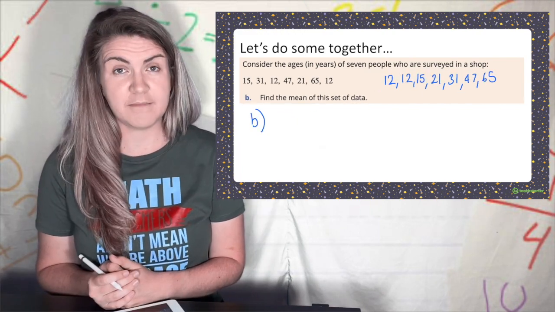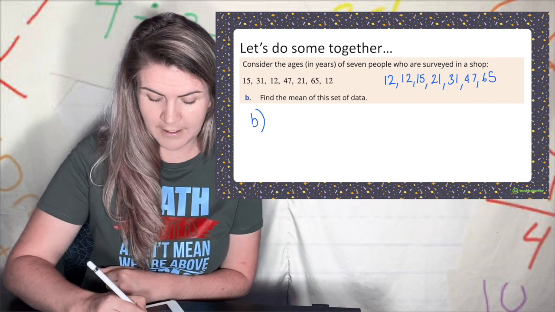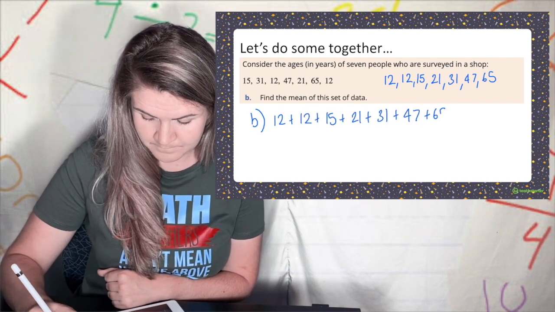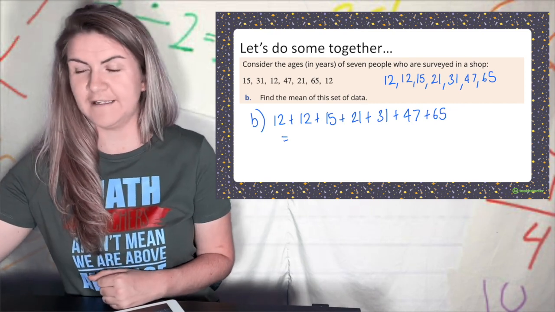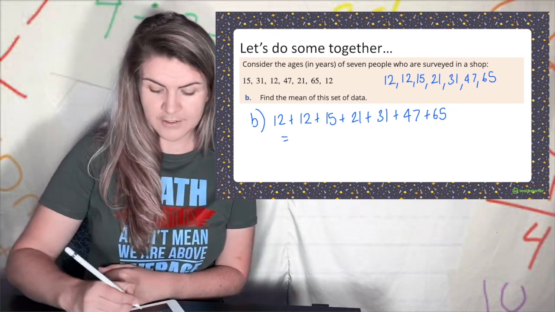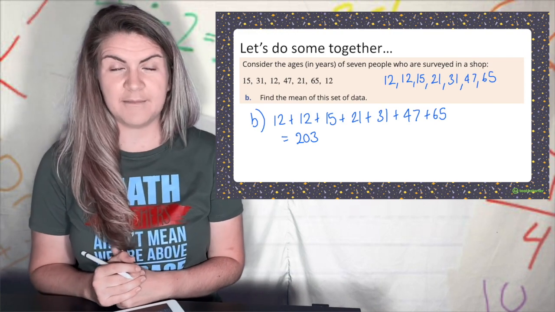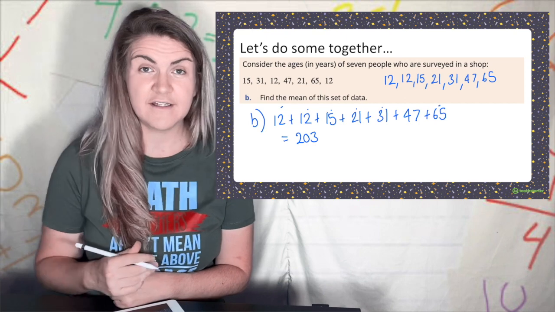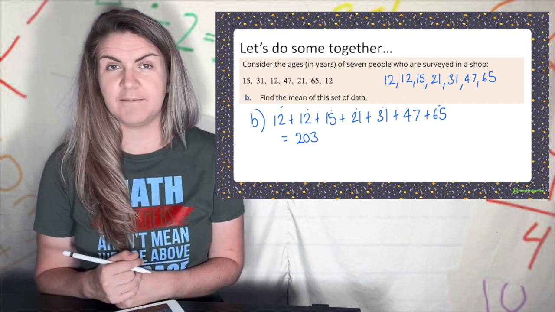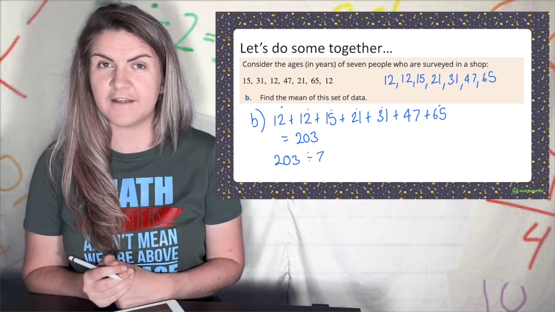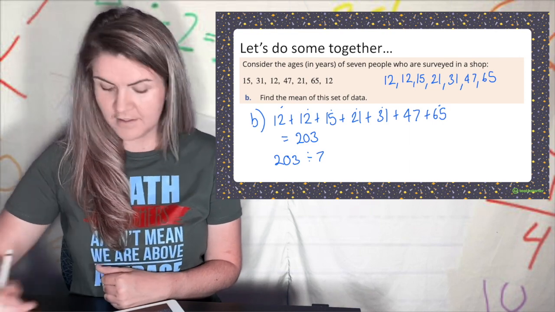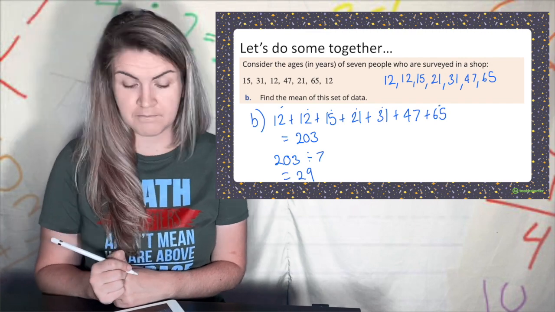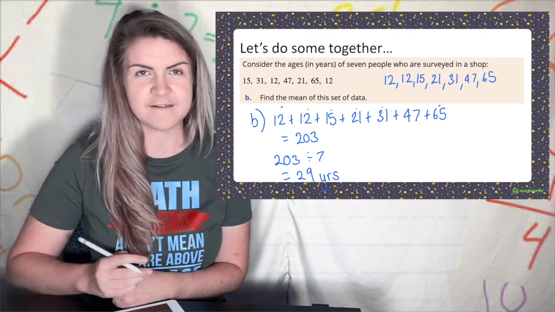B says find the mean of this data, which means I need to add them all up. So I need to write 12 plus 12. I can use my calculator to figure this out. That is 203. Now I need to figure out how many numbers did I add together. 1, 2, 3, 4, 5, 6, 7. That's 7, which means I'm going to divide my answer by 7. Again, I can work this out or I can use a calculator. 203 divided by 7 equals 29. So the mean of this data is 29 years.